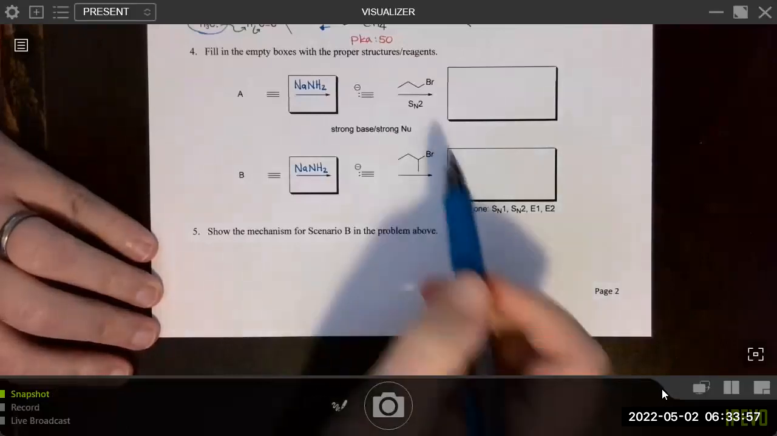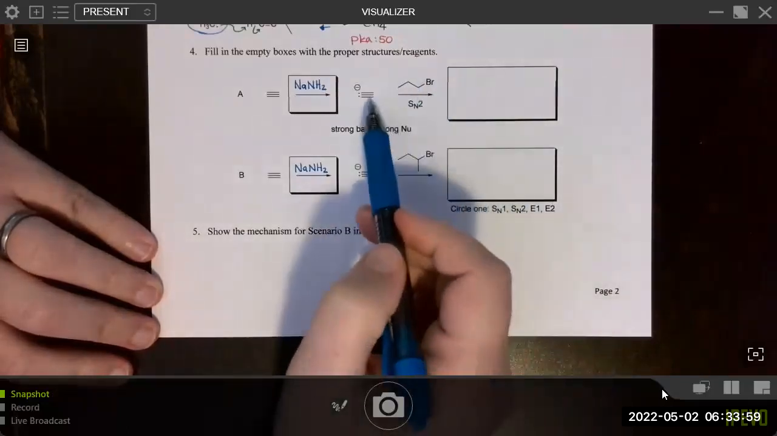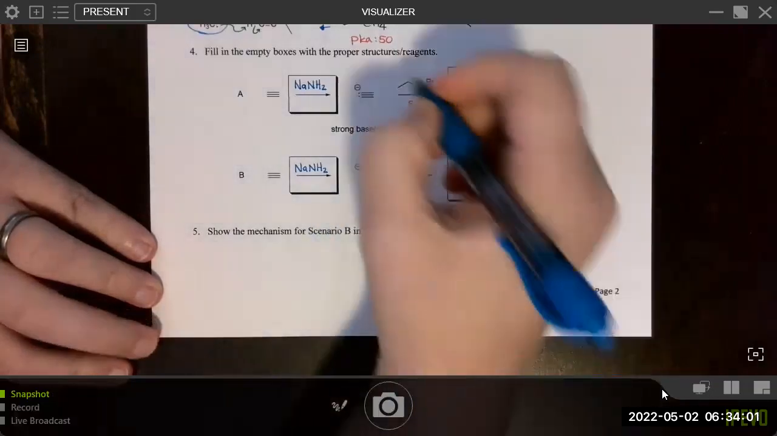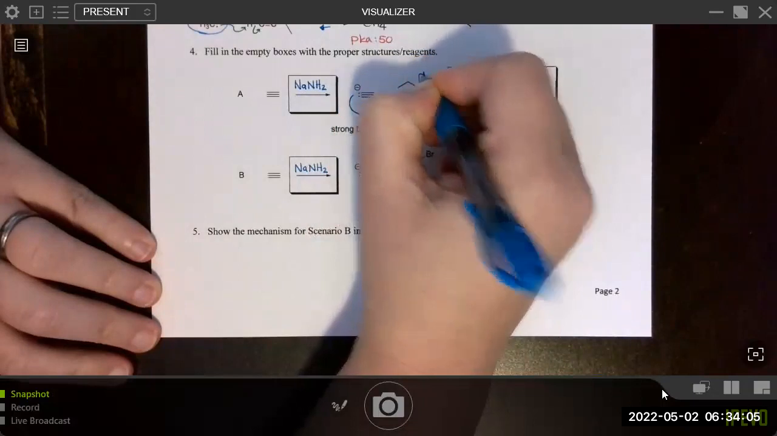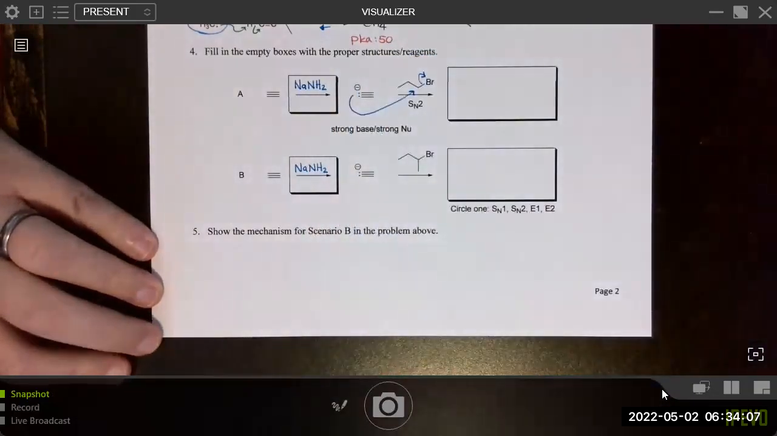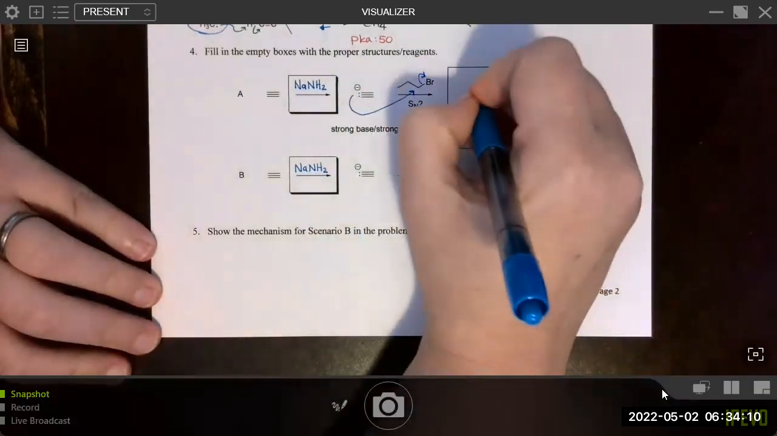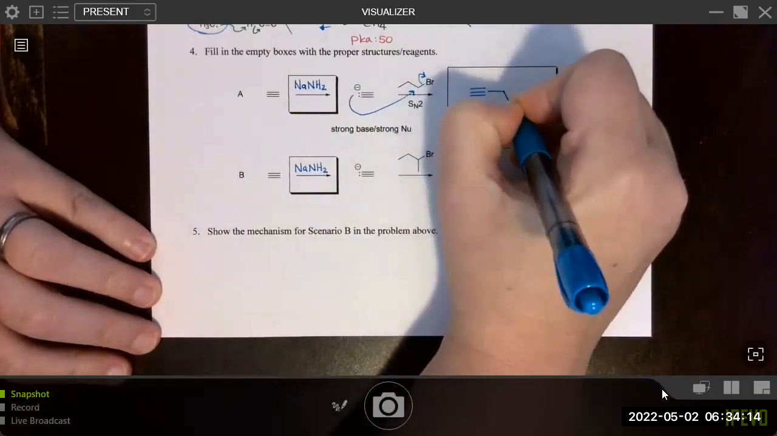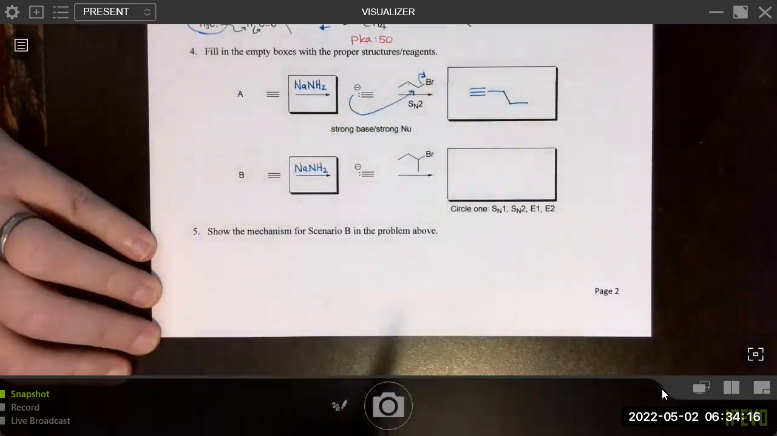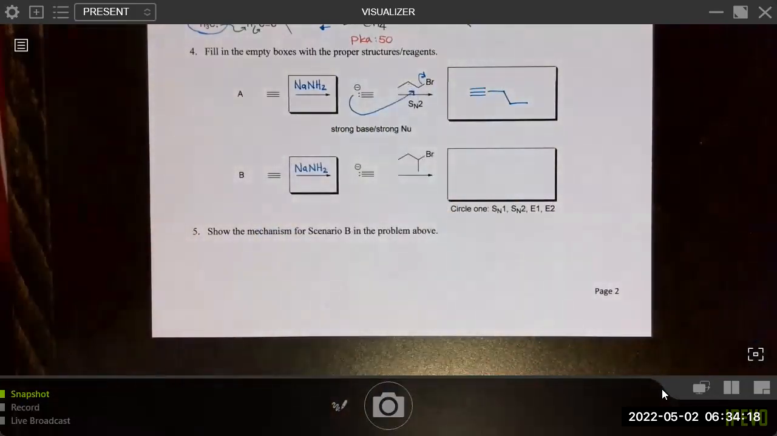And then if you treat this with an unhindered alkyl halide, it can come in and do an SN2 reaction. What we'll end up with is adding these 3 carbons. So hold on, right? 1, 2, 3. And the byproduct would be sodium bromide.